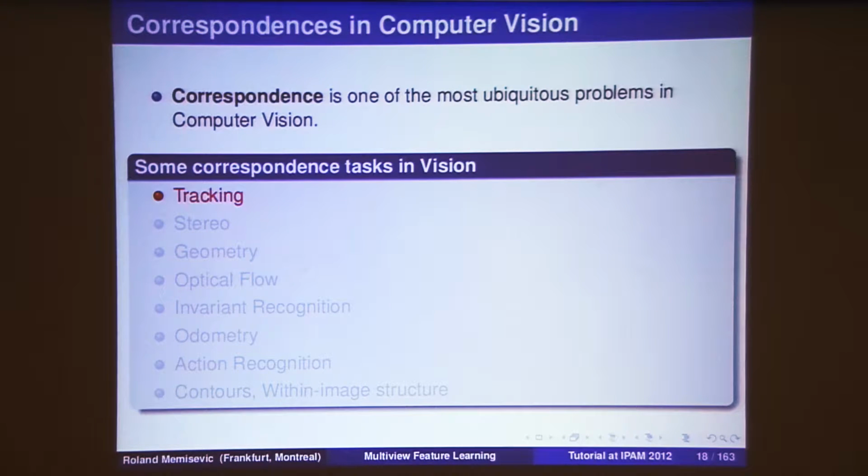A few examples of that are, say, tracking, of course. You have to establish correspondences between frames t and t+1 in a video. Otherwise, you can't really track an object. Stereo vision is another obvious example. When you have two views of a scene, then those two views implicitly encode depth structure.